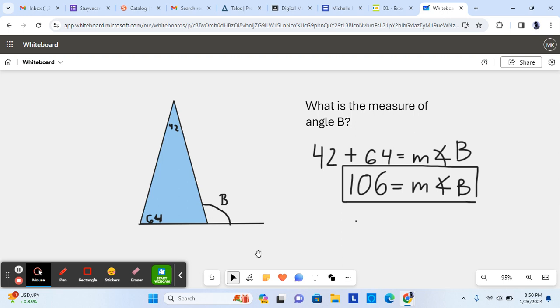Today we are going to be figuring out how to do the exterior angle theorem. The exterior angle theorem basically says that the measure of an exterior angle of a triangle equals the sum of the two remote interior angles.